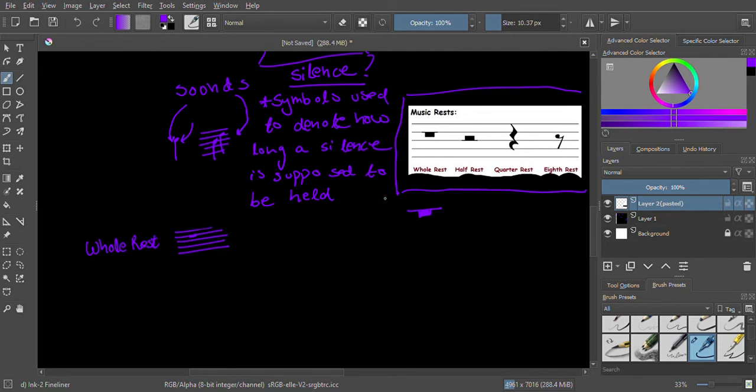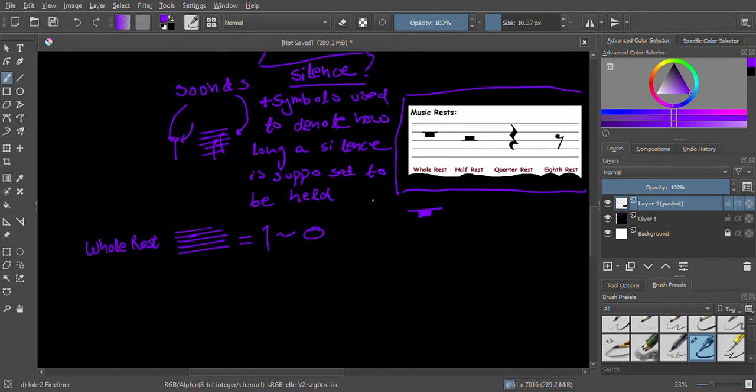And just like notes, rests don't have a certain amount of seconds or a certain amount of counts or beats. No, rests have values, and a whole rest has, as you might expect, a value of 1, which is the same as a whole note. So if a whole note is meant to be played for some amount of time, a whole rest is supposed to be silence for that amount of time, right? So that's how it works.